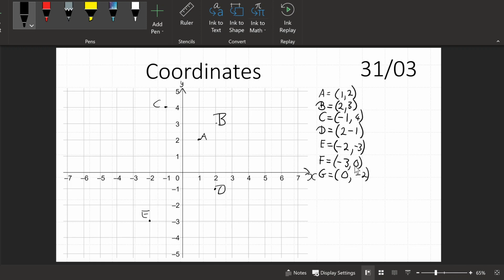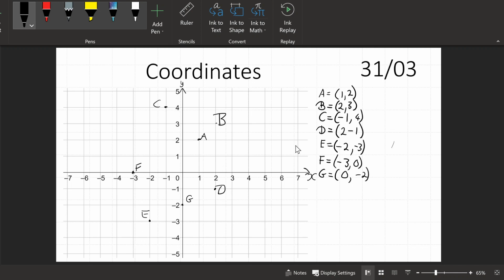F, okay, this one has a zero Y value, so it's going to stay on the x-axis. So a zero Y stays on the x-axis. A zero X stays on the y-axis. So F, -3 will move to -3, and we're not doing anything with the Y value, so we're just going to jot it in here. And then G, 0, -2. So 0 along the x-axis, -2 on the y-axis. So G should be right here.